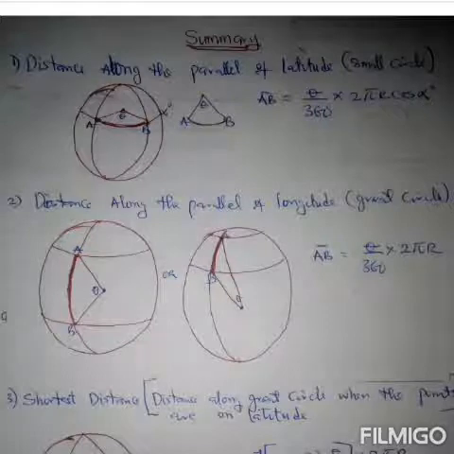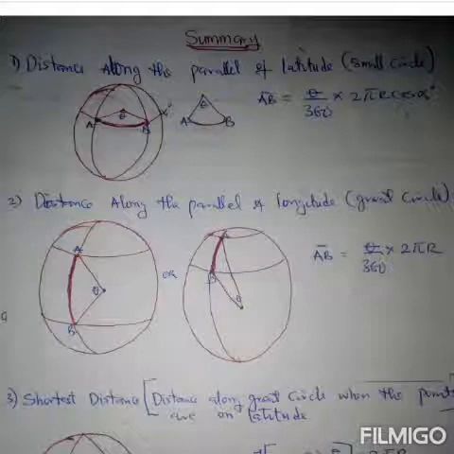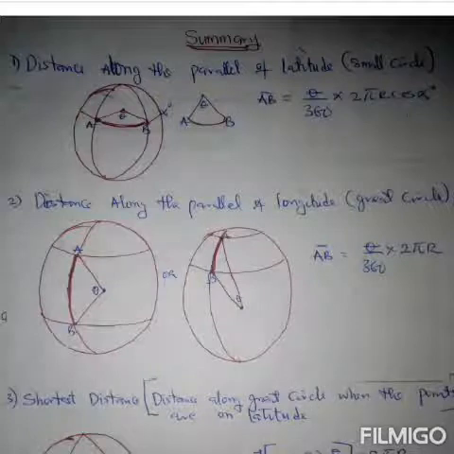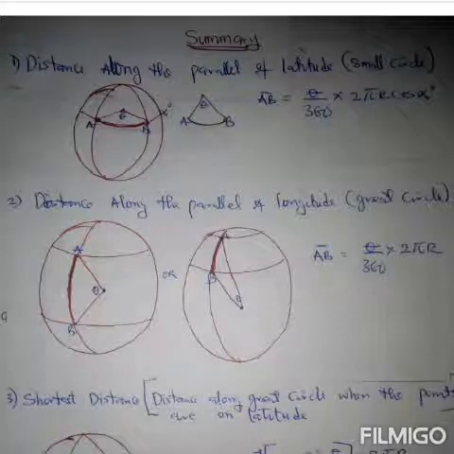It is small circle because all the lines of latitude do not divide the earth into two equal parts. Any line that divides the earth into two equal parts is called a great circle. The only line that is a great circle amongst the lines of latitude is the equator. The equator divides the earth into two equal parts. So when you are finding the distance along the equator, it is the great circle formula you use.